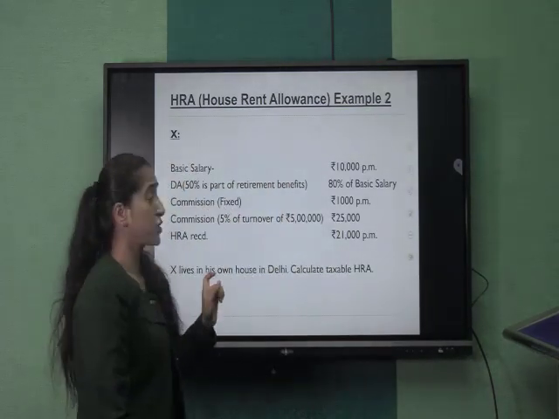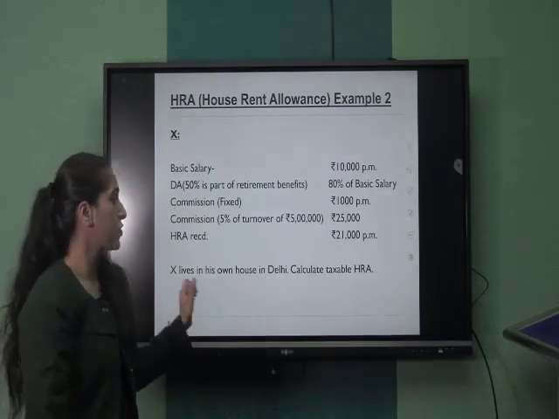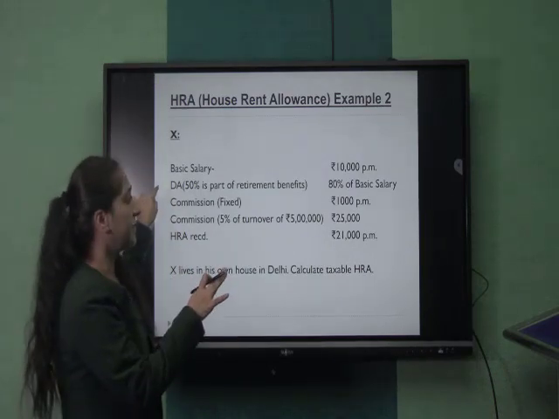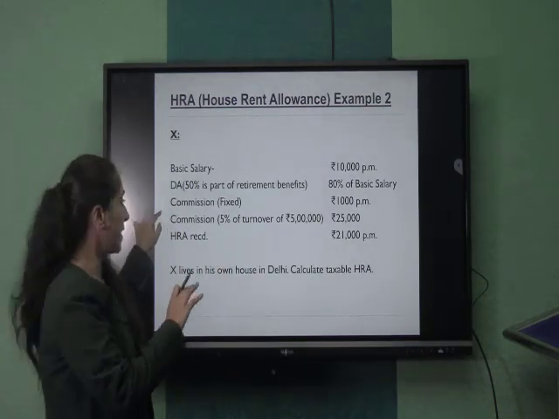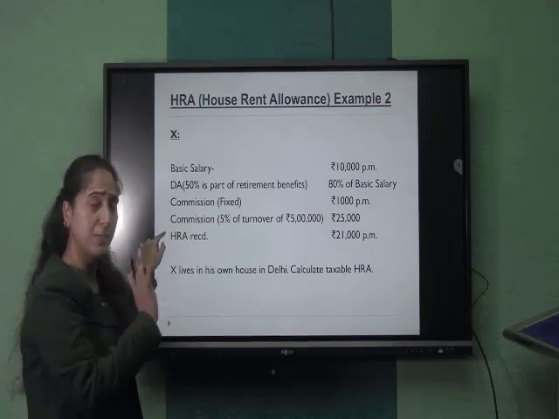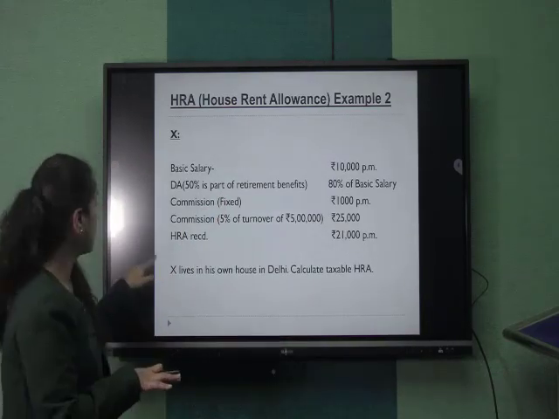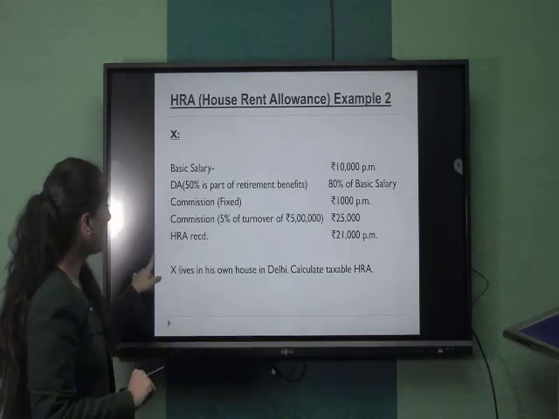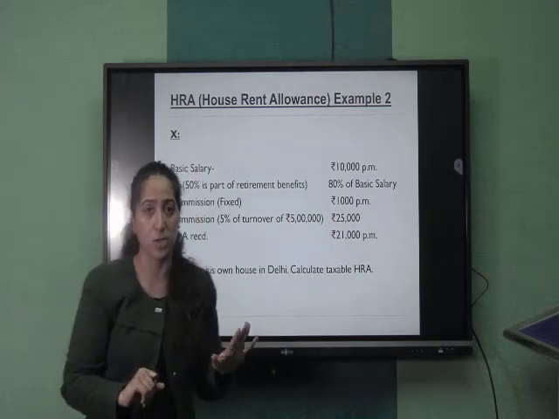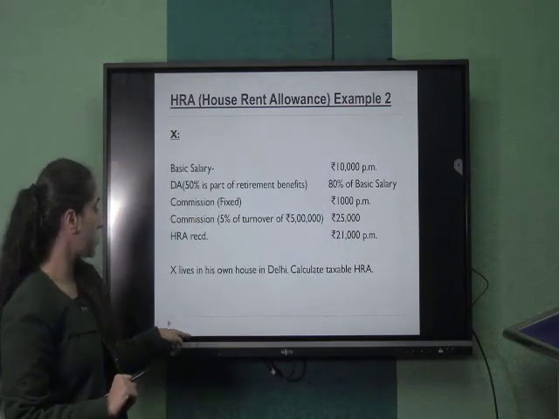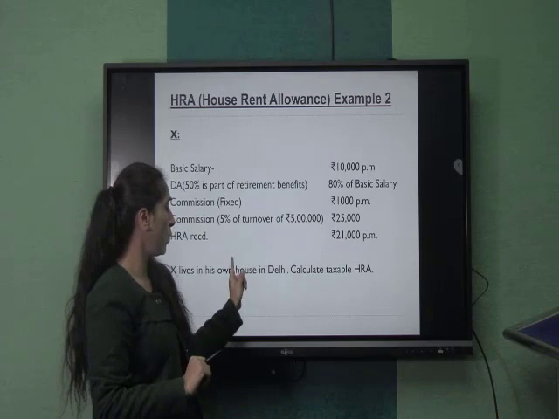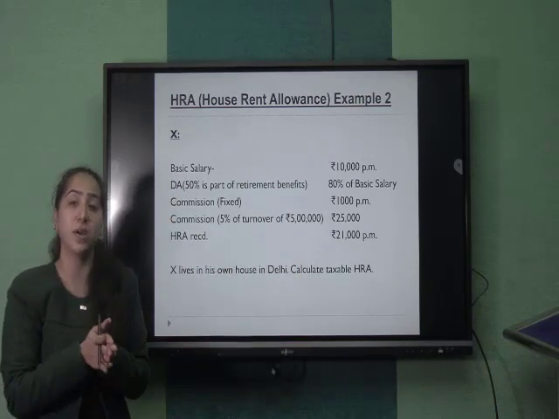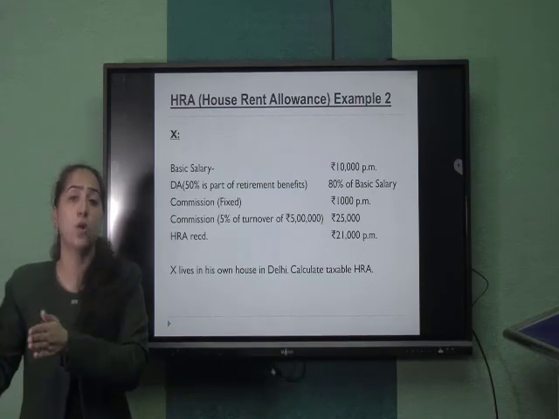Now moving on to the next question, which is the same question, there's only one difference. Now, let us have a look. Basic salary 10,000 per month. DA is same, 50% of the retirement benefit, same. Commission fixed 1,000 per month, and commission in percentage of turnover is 25,000. How much HRA is received in this case? 21,000. Now, what we are given in the question is that X lives in his own house in Delhi.